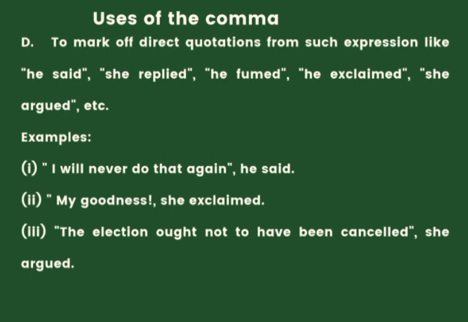"I will never do that again," he said. You can see, apart from that, a comma separates it. It is also inside what we call quotation marks. Here, it shows that it is the expression made by someone whom another person is quoting directly. Now, let's look at another one: "My goodness," she exclaimed. Here, somebody is exclaiming "my goodness." It is the word of the speaker, quoted directly by somebody who is reporting what the person has said. So that is about marking off direct quotations from such expressions.